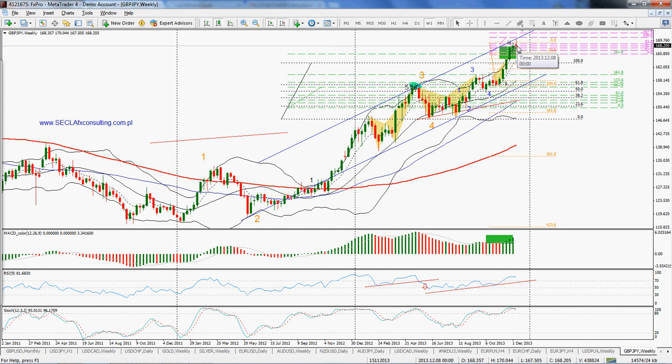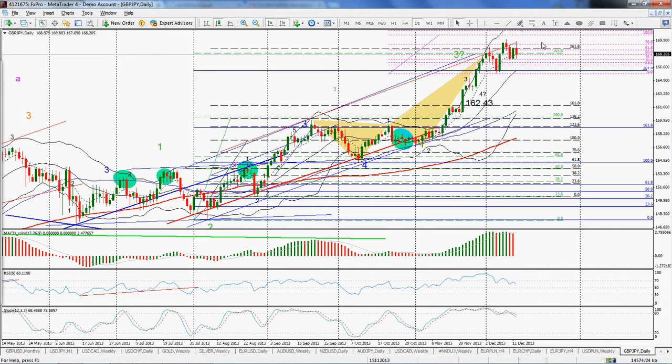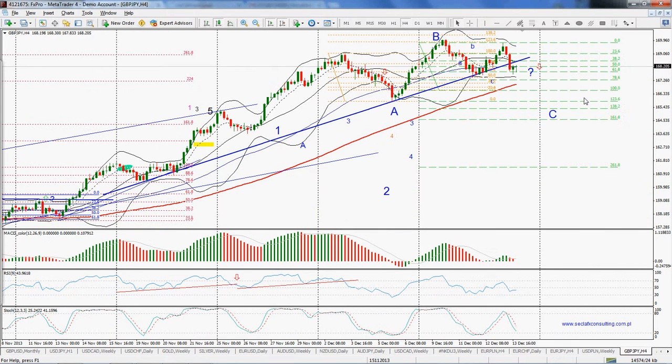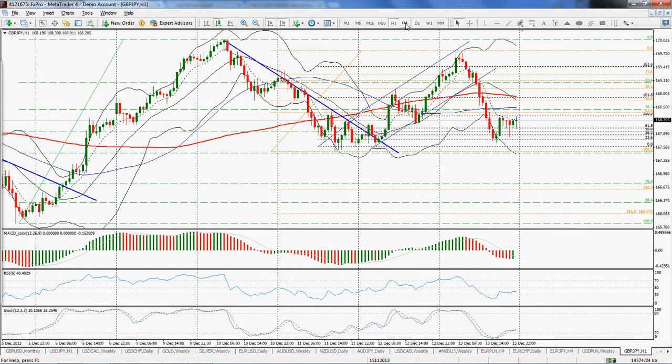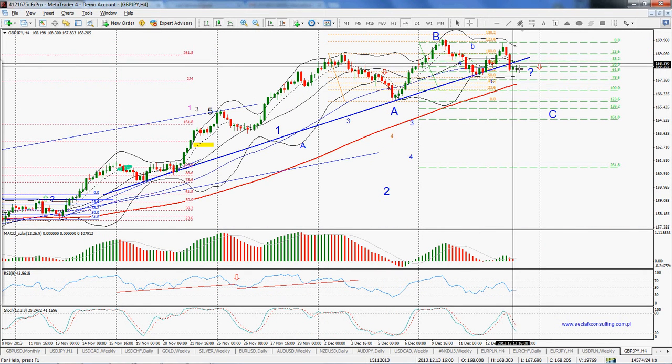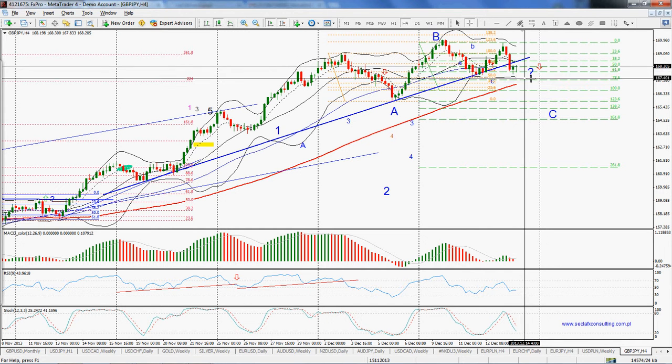Good. So that's the count by itself on the weekly, but currently we have a doji, we have a red candle on the daily, and most probably we had on the 4-hour chart a bigger A, B, and C wave being developed right now, and we had a break on this chart as well. So that's the support line. This was broken, and this is a similar situation like on the Euro USD. The break was especially on the Japanese yen. I mean Great Britain pound Japanese yen.